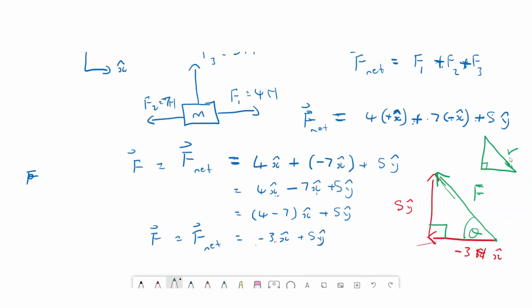So r is going to resemble F, or F is going to resemble r, and then this is x. So which means that this one I can actually call Fx, which is minus 3 Newton. I can call this Fy, which is the force on the y-axis. And then this is Fy, which is going to be that. So this Fx resembles this x on this green triangle, and this Fy resembles this y in this green triangle. Now I know that when I have a right angle triangle, I can actually use Pythagoras.